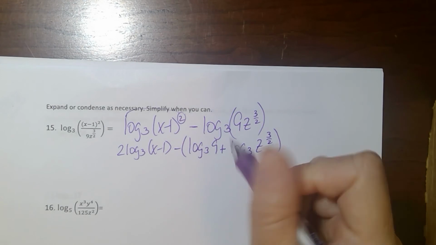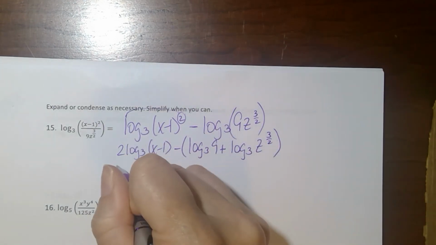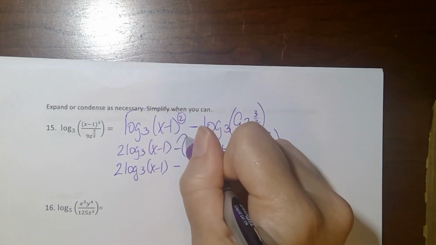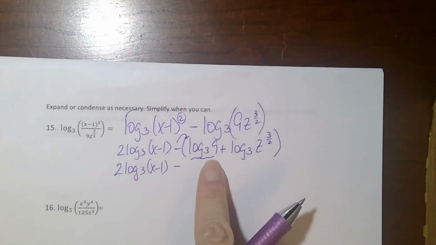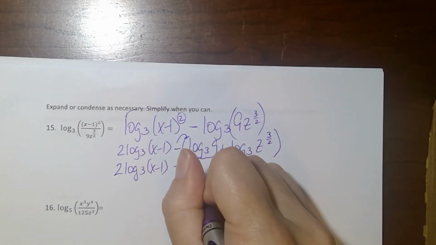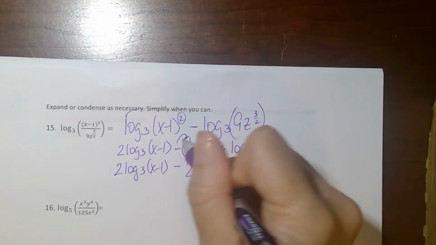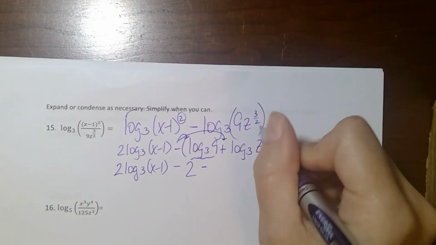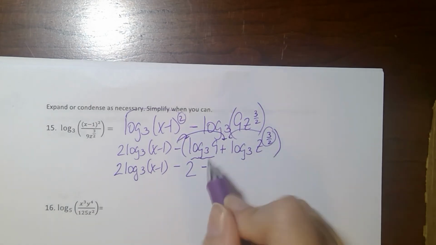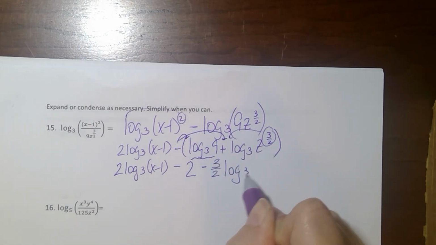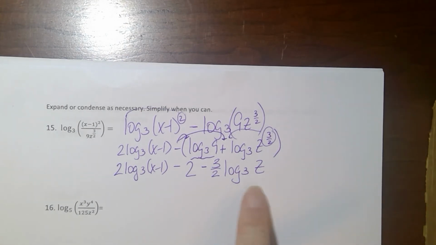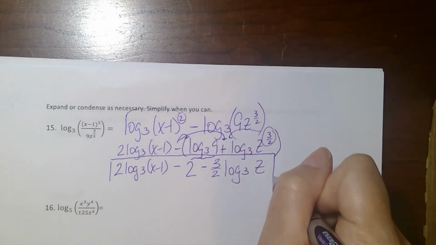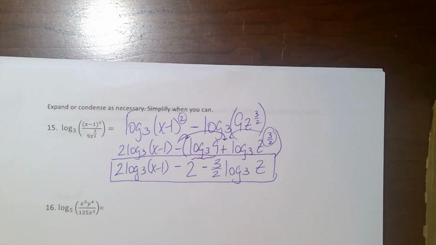So keeping in mind that I'm going to distribute that subtraction, we have 2 log base 3 of (x minus 1) minus, well, what can I do with this? Log base 3 of 9, I can simplify that. The exponent of 3 that gives me 9 is 2. 3 squared is 9. Then I have minus, and what can I do with this? Well, I can apply the power rule so that this comes out front. So minus 3 halves log base 3 of z. Can't do anything else with this log base 3 of z. So this is fully expanded and simplified, and I'm done with that expression.